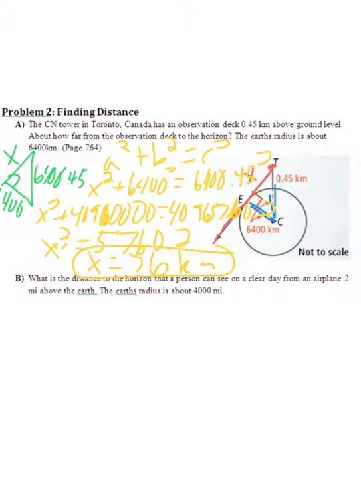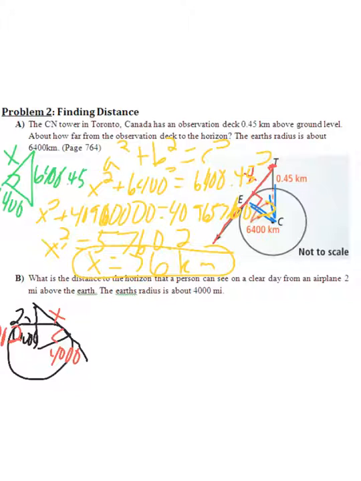Our second example: what is the distance to the horizon that a person can see on a clear day from an airplane 2 miles above the Earth? And the Earth's radius is now 4,000 miles. So if we've got our circle, and let's just draw in our radius here, we've got 4,000 miles, and we're going to be another 2 miles up here, and we want to see that way. Okay, so that's 2 miles, and then the 4,000 miles, so this side is 4,002 miles. This side is just 4,000 miles, and we're looking for x.